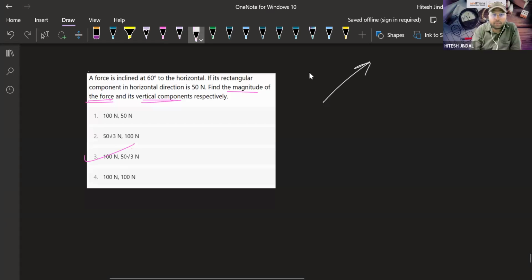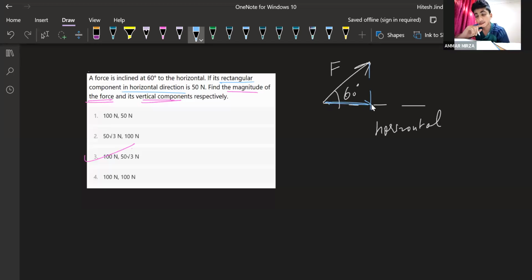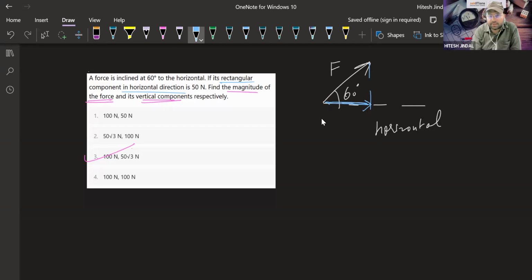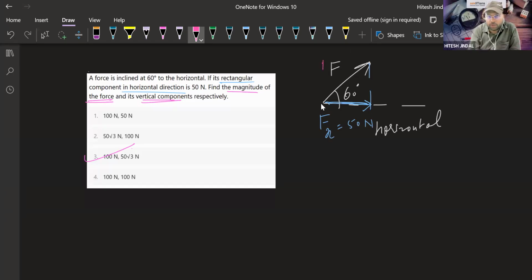Right? So let us check. There is some force F. It is saying that the force is inclined at an angle of 60 degrees with the horizontal. So this is our horizontal, and this angle is 60 degrees. It is saying its rectangular component in the horizontal, that means this component, this Fx, is 50 Newton, right? Yes. So we have to tell the F and the vertical component also.